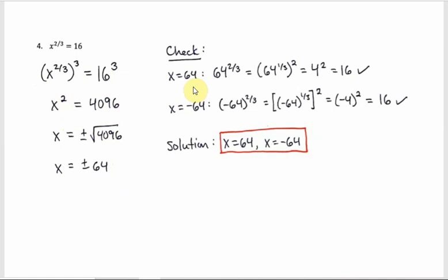All right. Well, let's see. 64 to the 2/3. The cube root of 64 is 4. You square it, you get 16. Great. That's what's on the right side of the equation. 64 worked. Negative 64. All right, sub that in, you take the cube root of negative 64, that's negative 4, and you square that, you get 16. That one works too. So 64 and negative 64 are both going to be solutions here.